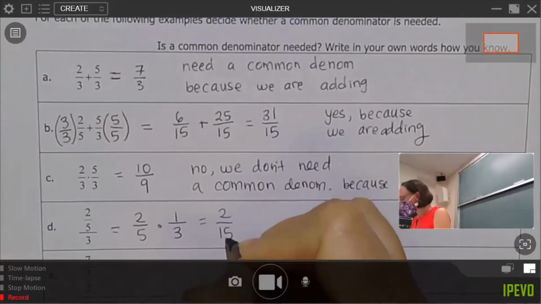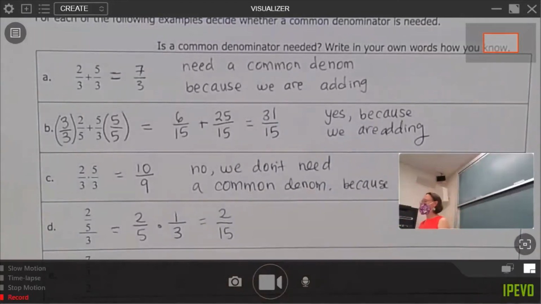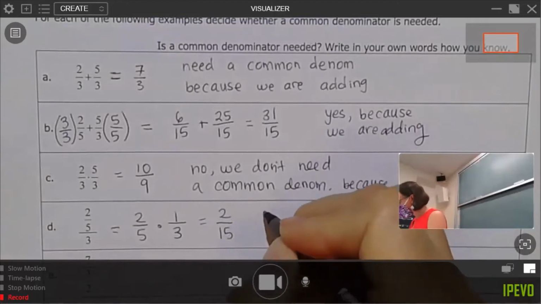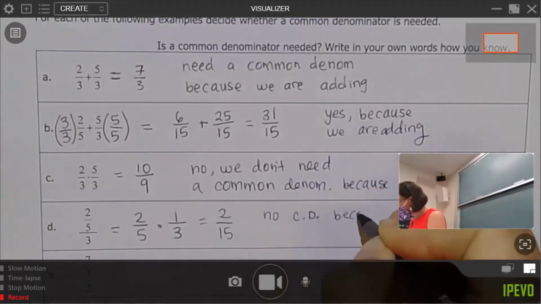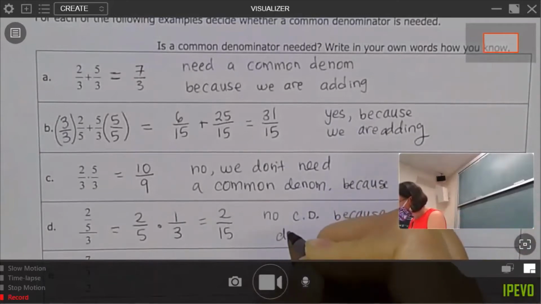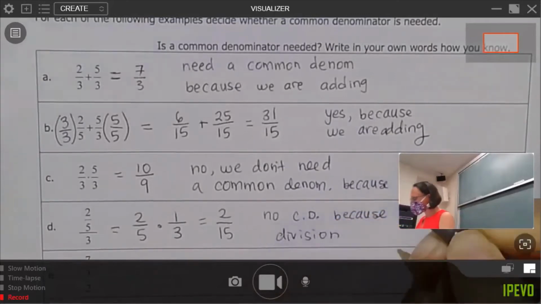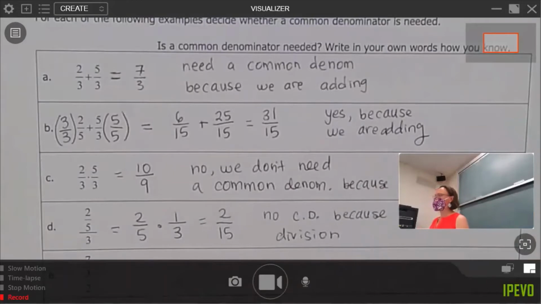Kind of back to that overall question of, did I need a common denominator? Nope. I only need a common denominator when we're adding or subtracting fractions. I'm going to pause for a second just in case there are questions at this point, or questions of how I turned this into a times 1/3.